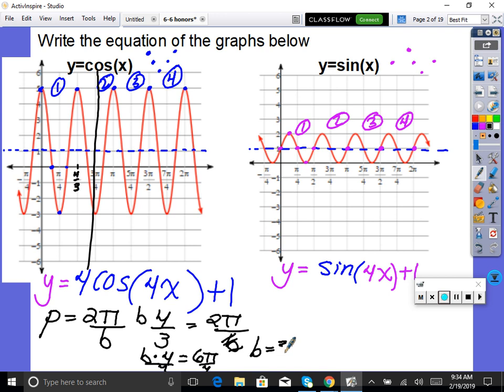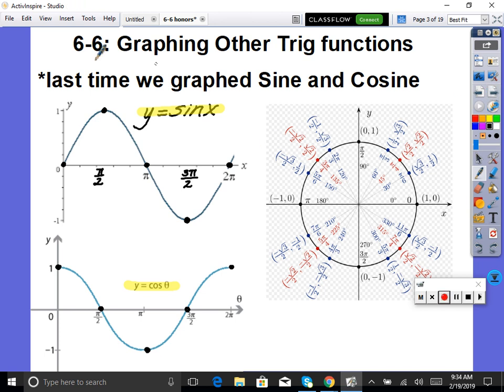3 pi halves. Which, remember, isn't that weird. We would just have a 3 pi halves right there. So just make sure you can use algebra to also find it using the length of the cycle. Everybody understand? Okay, cool. We're going to be graphing all the other trig functions today. So we have to really know how to graph sine and cosine to be able to graph all the other trig functions.